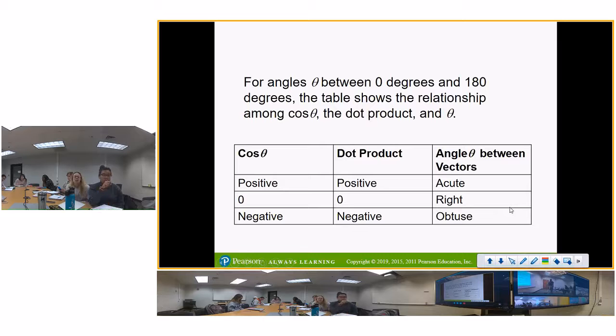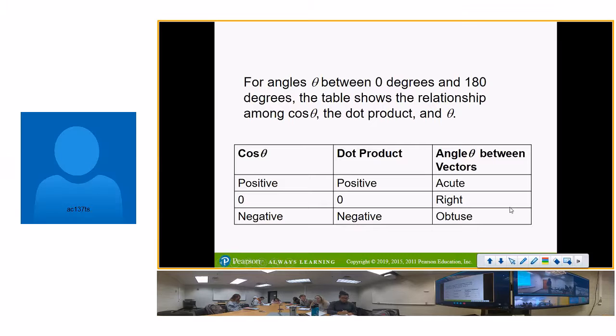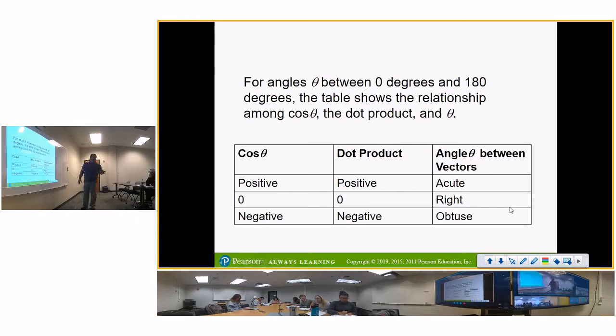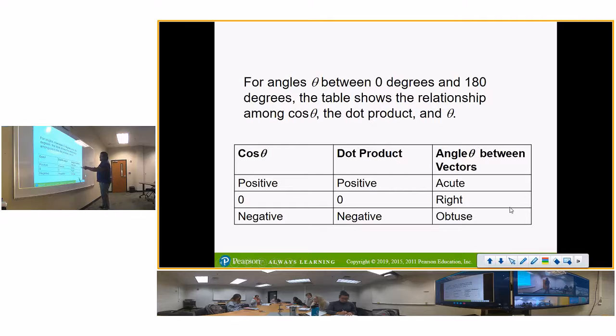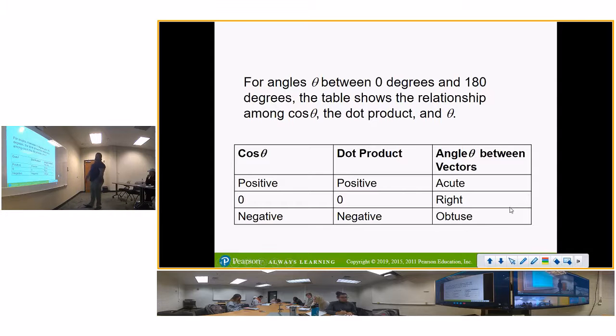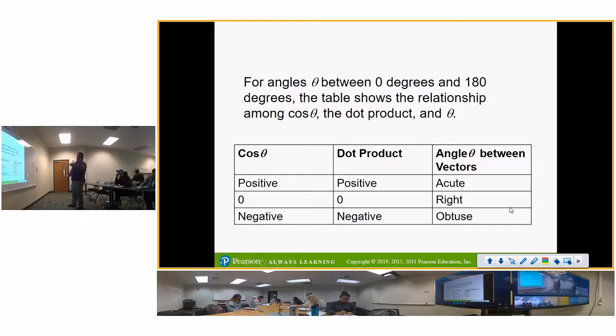So you might want to write this down too. For angles between 0 and 180, and that's usually what these are done with, because until you get into physics, you're not going to have too many negative forces. So for right now, for cosine, the dot product is going to be positive and angles between the vectors are going to be acute. If you have a cosine of 0 and a dot product of 0, that goes hand in hand. It's going to be a right angle. And if you have a negative, it's going to be obtuse, which means more than 90 degrees.